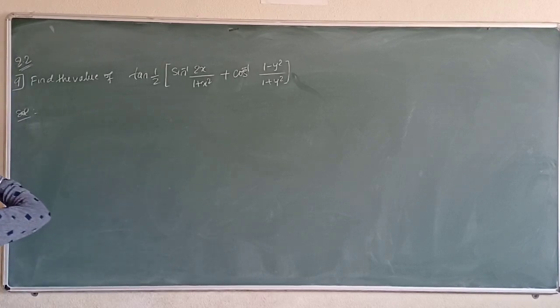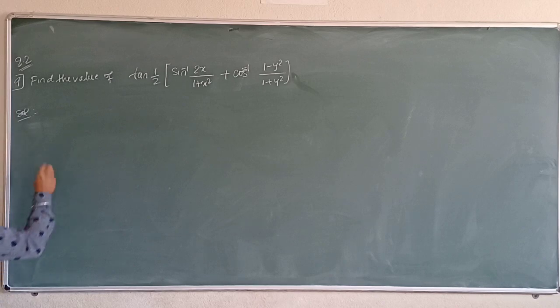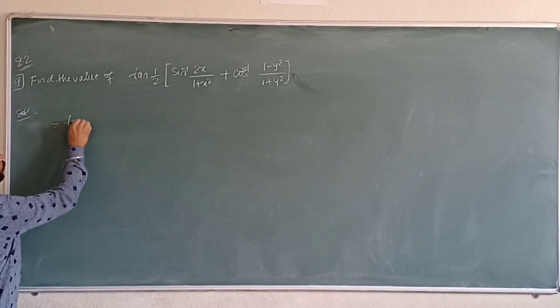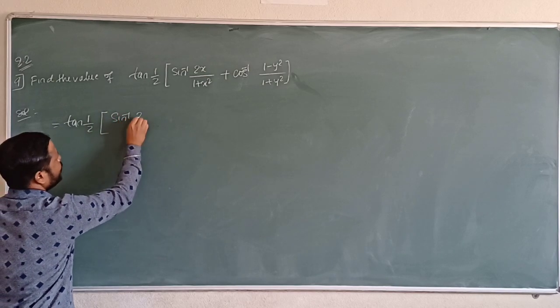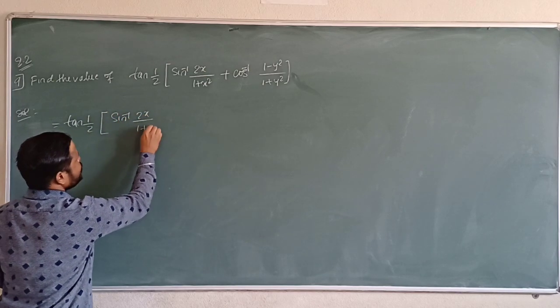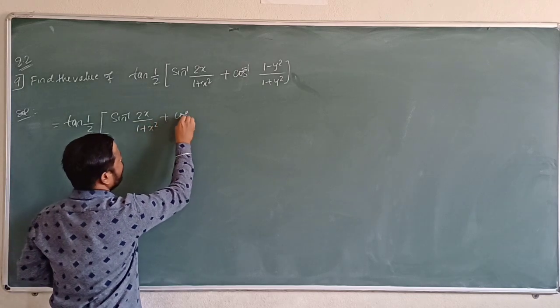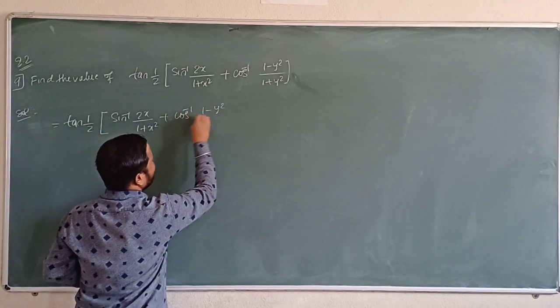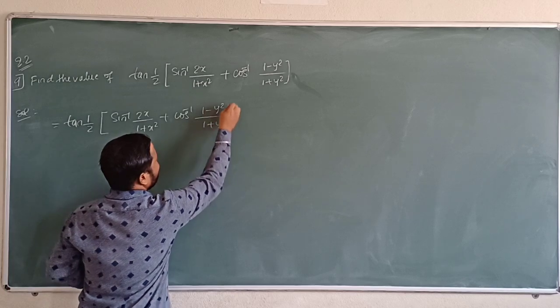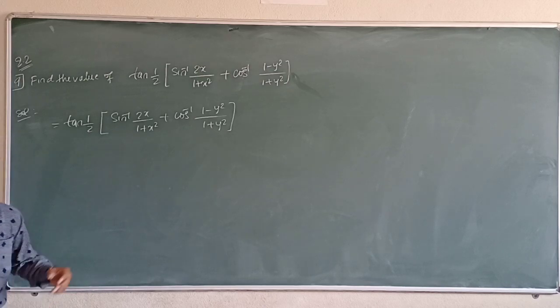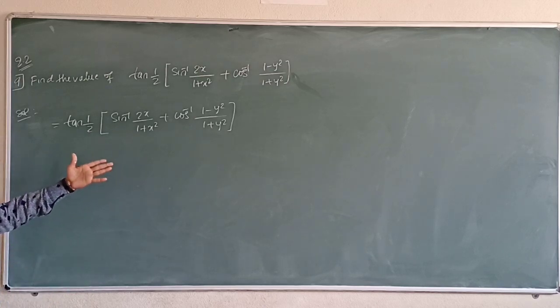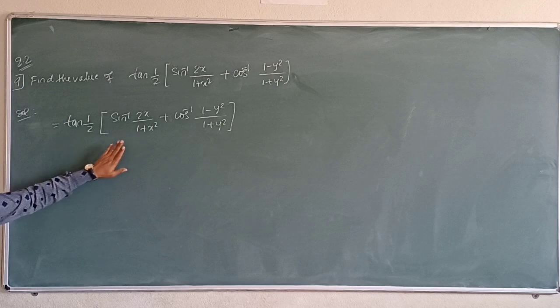Right. Question number 9. Find the value of tan of 1 by 2 into the sin inverse of 2x divided by 1 plus x square, plus cos inverse of 1 minus y square divided by 1 plus y square. We have to find the value for the given question. It is a two-value question, but easy. Here you need to know the properties.